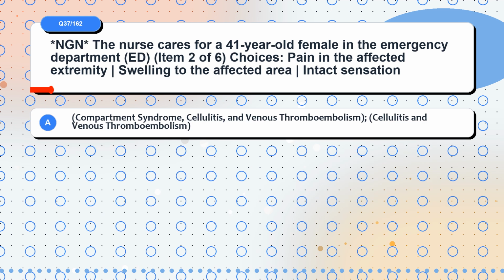Question 37. NGN. The nurse cares for a 41-year-old female in the emergency department. ED item 2 of 6 choices. Pain in the affected extremity, swelling to the affected area, intact sensation. Here are the options. Option A: compartment syndrome, cellulitis and venous thromboembolism.